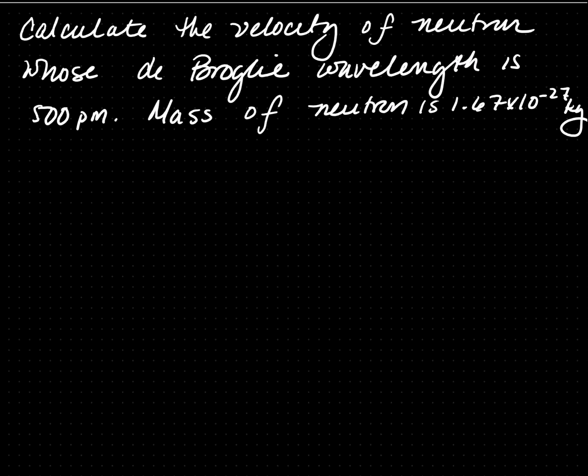So here we're calculating the velocity of a neutron, whose de Broglie's wavelength is 500 picometers. The mass of the neutron is given. So we know the equation is lambda is equal to h over mass times velocity. Again, if you're struggling, rearrange the equation. So if you're struggling with math, the first thing you want to do is cross multiply. The denominator of the wavelength is 1. So if I cross multiply, this becomes lambda times mass times velocity equals Planck's constant. To isolate velocity, I need to divide both sides by lambda and mass.